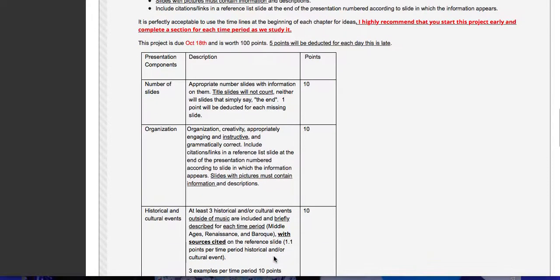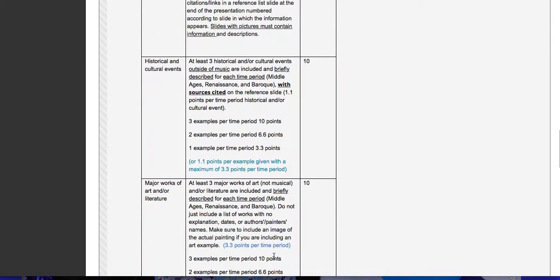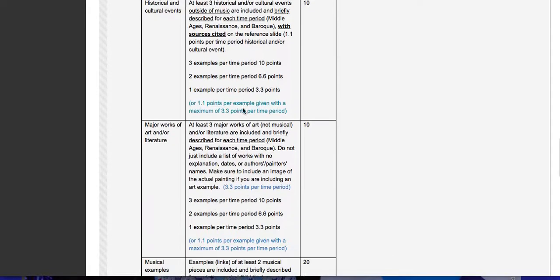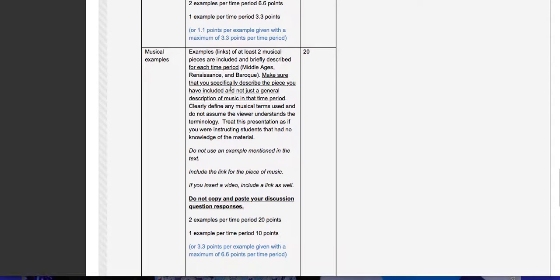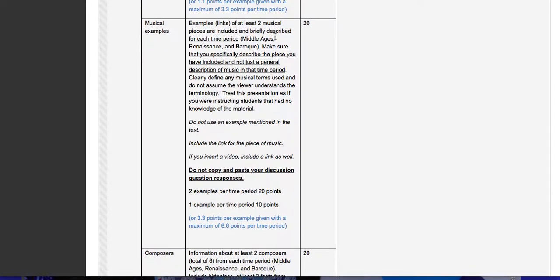So historical events, you have to have at least 3, and they need to be briefly described. One mistake that a lot of people make is they list some events, but then they don't describe them. Just a brief description, and it doesn't have to be long. The major works of art and or literature, again, I need 3 examples, briefly described. Musical examples, this would be 2 pieces from that particular time period, again, briefly described.